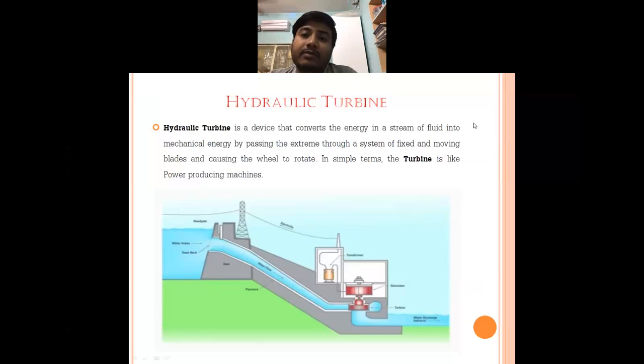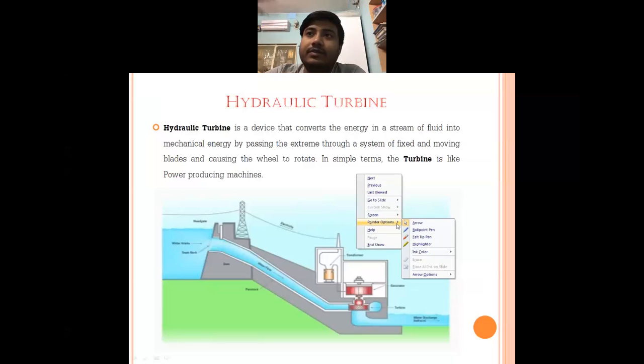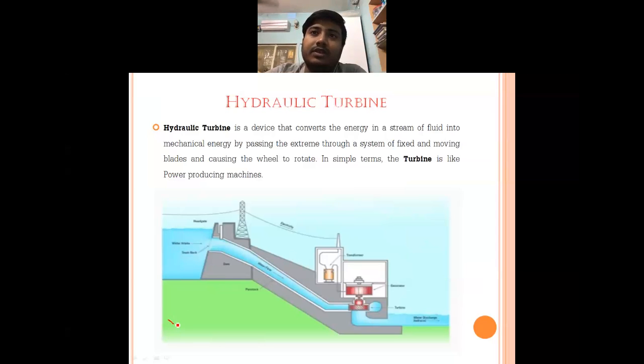Actually, a turbine is a power producing machine. Okay, so here you can see a typical diagram of a hydraulic turbine system. This is a typical diagram of a hydraulic turbine system.